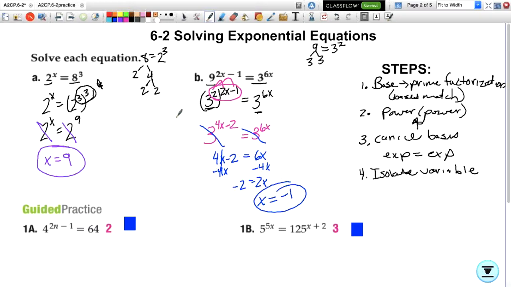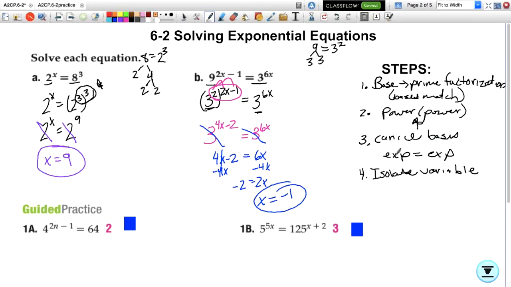So these actually are not atrocious. All the ones that I have for you are going to be reasonable. So your first step, and here we only had to look at one base, you might have to look at both. Okay, you're going to prime factorize both your bases, or at least one of them, to make sure that they match. Simplify your power to power rule.